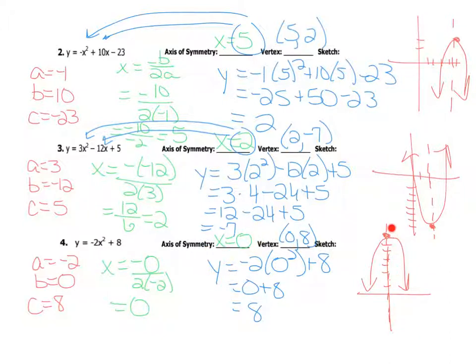That would be the equation of the y-axis, right? x equals 0 on every point on the y-axis. Vertex at (0, 8). And this one opens down because a is negative.